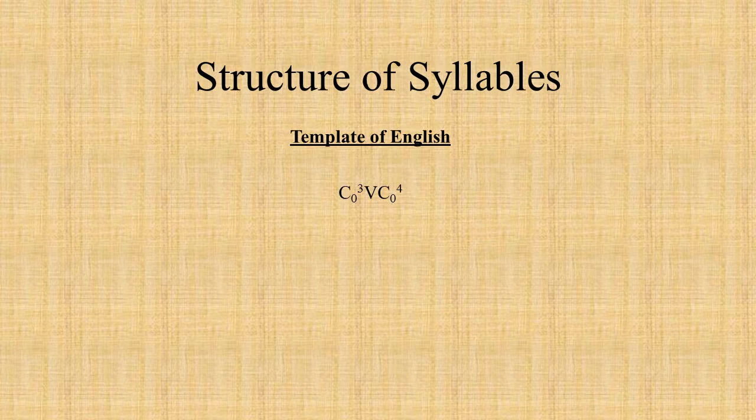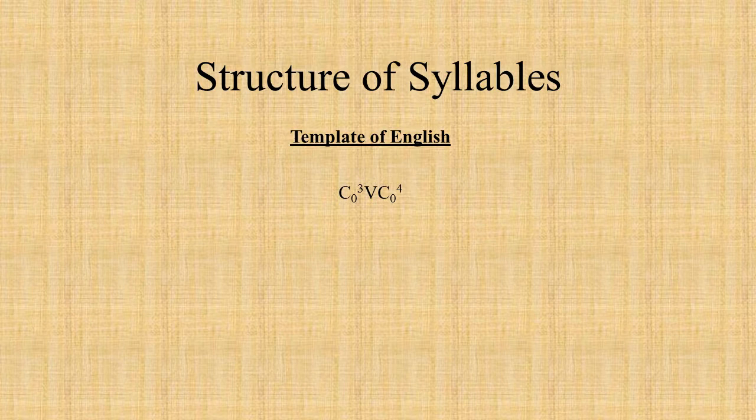The template of English shows the structure of syllables in English and indicates the maximum number of the particular syllable part. We can see that in English, the number of consonants in the onset may vary from 0 up to 3. The V stands for vowel and represents the nucleus. At the end, we see that the coda can vary from 0 up to 4 in English.